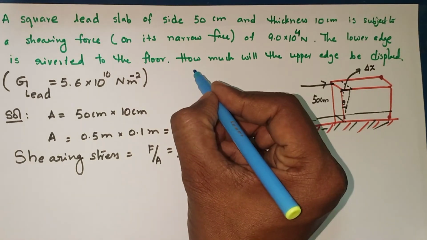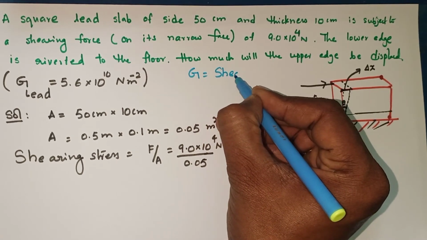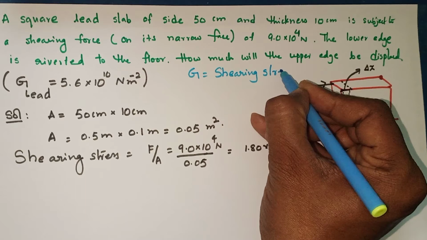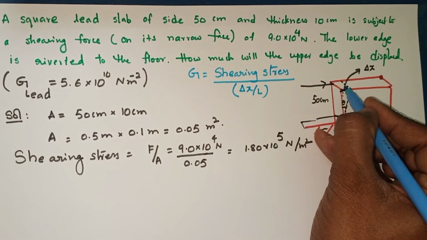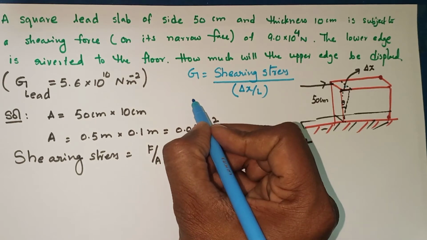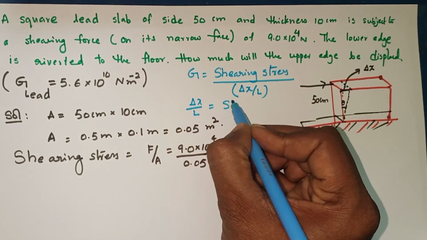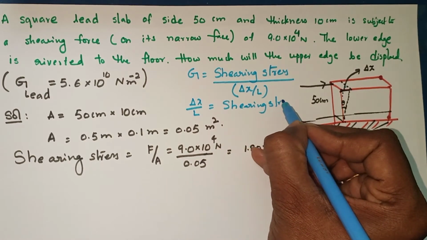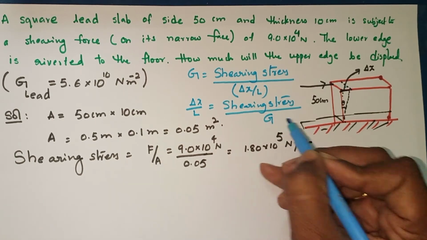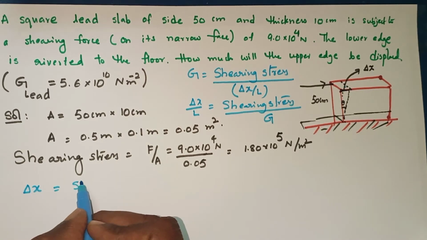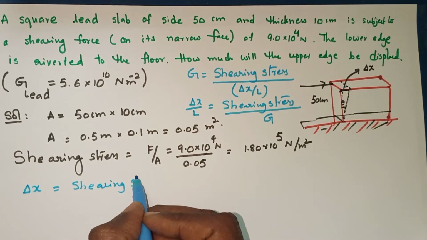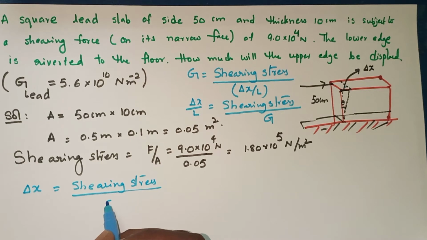What is the formula of G? G is equal to shearing stress by delta x by L. So delta x by L is equal to shearing stress by G. Now we need to calculate delta x, which is equal to shearing stress by G into L. So we need to substitute all the values, then we'll get the answer.